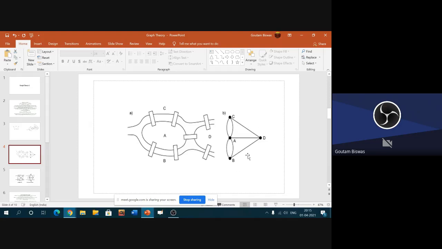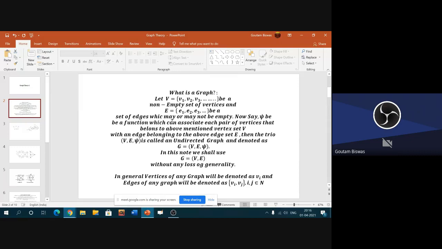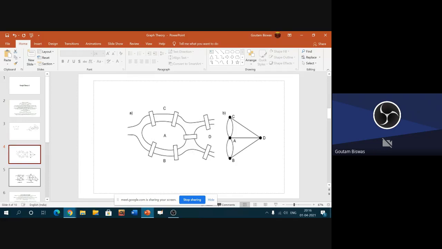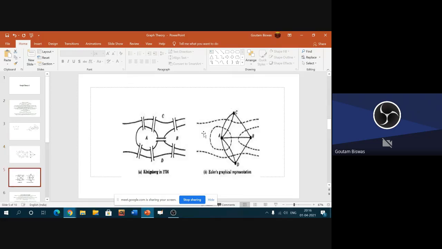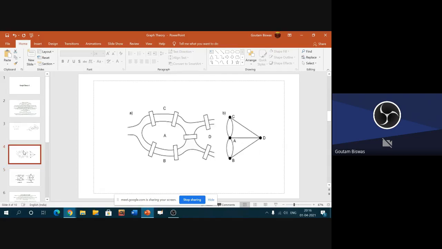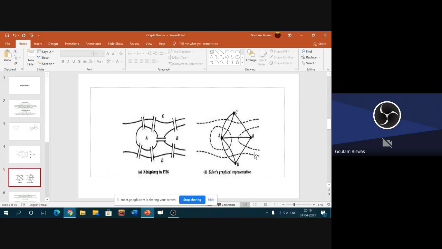So its graph theoretic representation is like this. And all the definitions you read above were made by Euler. So this is the first picture I have shown. A version of Euler's picture has been reproduced here. This is the original picture of Euler. He just made it.